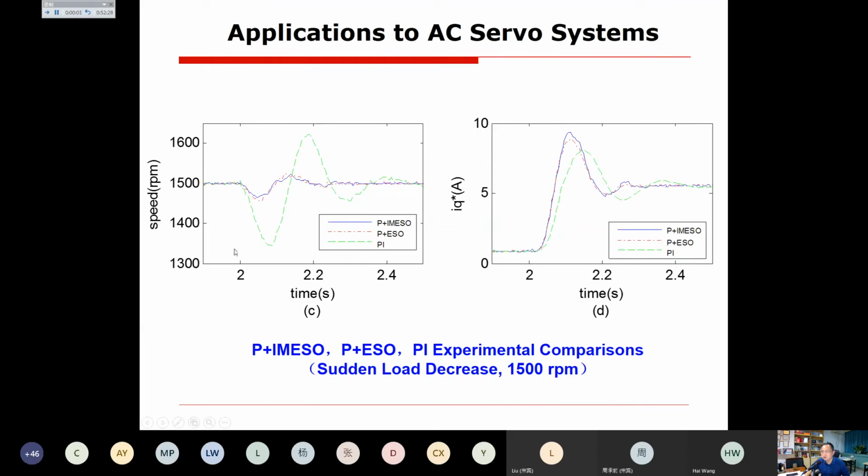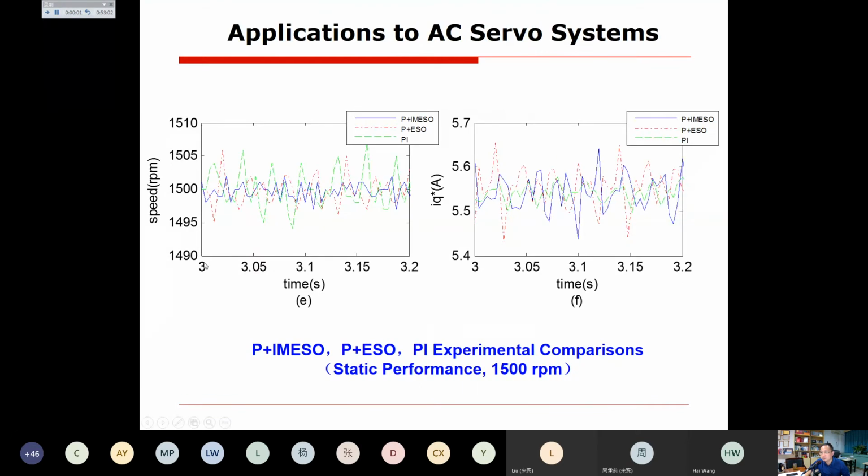Then at 2 seconds, we add a load torque, and you can see we have a speed fluctuation. The bad one is the green, the PID, it fluctuates largely, right? For the next two, you see there's no difference between them, the P plus ESO and the P plus IMESO. But if you take 3 seconds to 3.2 seconds, we can amplify the diagram.